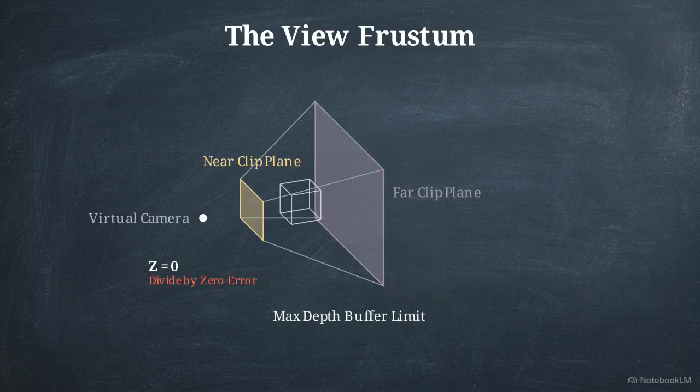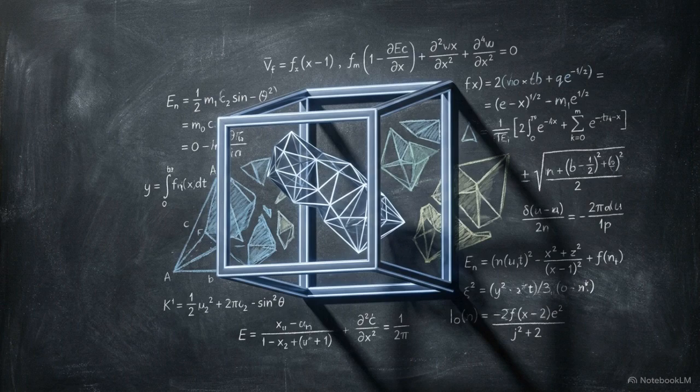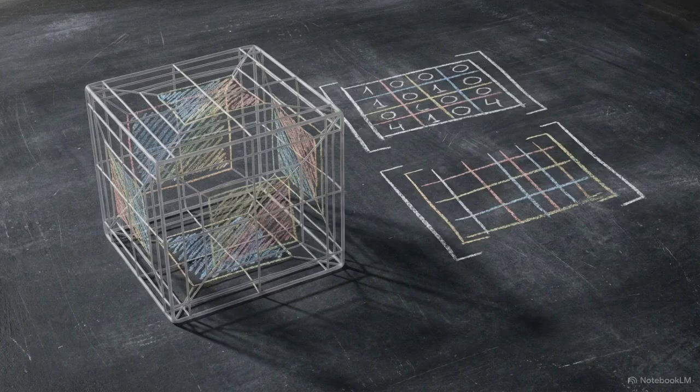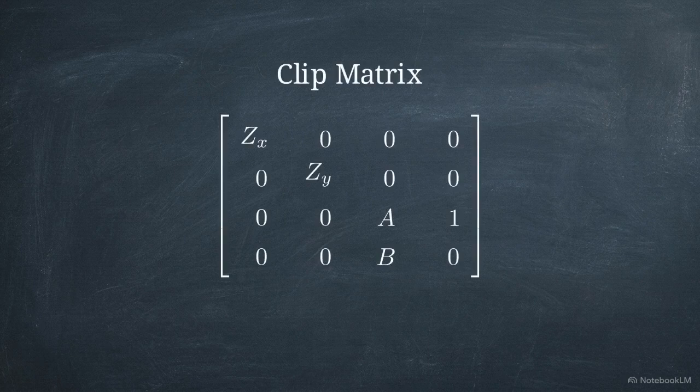At the back end, the far clip plane caps the pyramid, mapping to the absolute maximum depth value the system's buffer has the memory to store. Any geometry falling outside these bounding planes is mathematically discarded, ensuring processing power is only spent on visible objects. We have successfully isolated the visible world into a bounded box, setting the stage for the crucial compression into two-dimensional space. This diagram displays the 4x4 clip matrix.